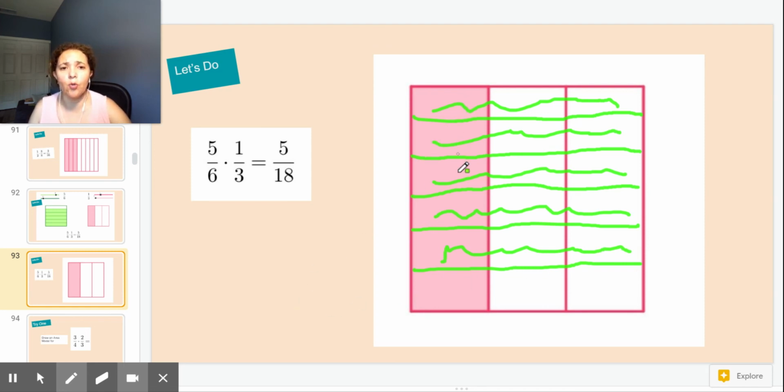1, 2, 3, 4, 5. And if I were to count these out, you would see I have 18 equal parts. So 5 out of the 18 are colored in because I'm taking a part of a part. Okay.